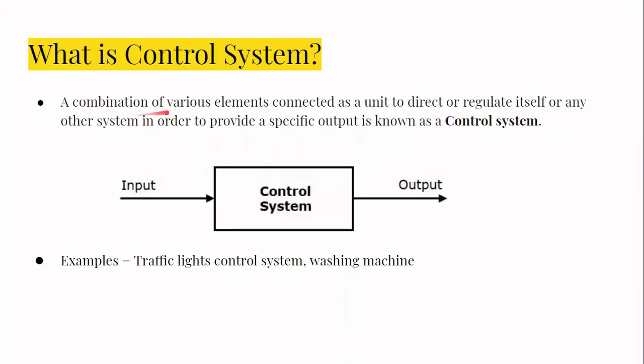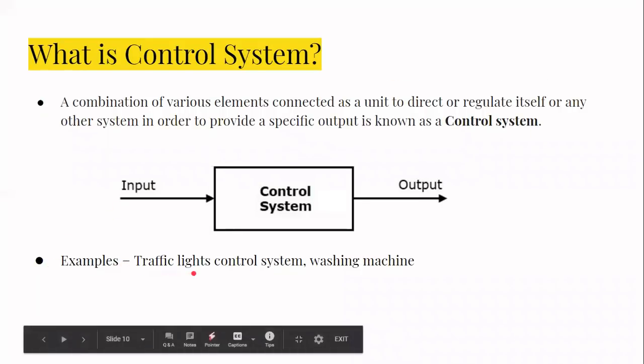A combination of various elements connected as a unit to direct or regulate itself or any other system in order to provide a specific output is known as control system. Okay, so for examples, traffic lights control system, washing machine.